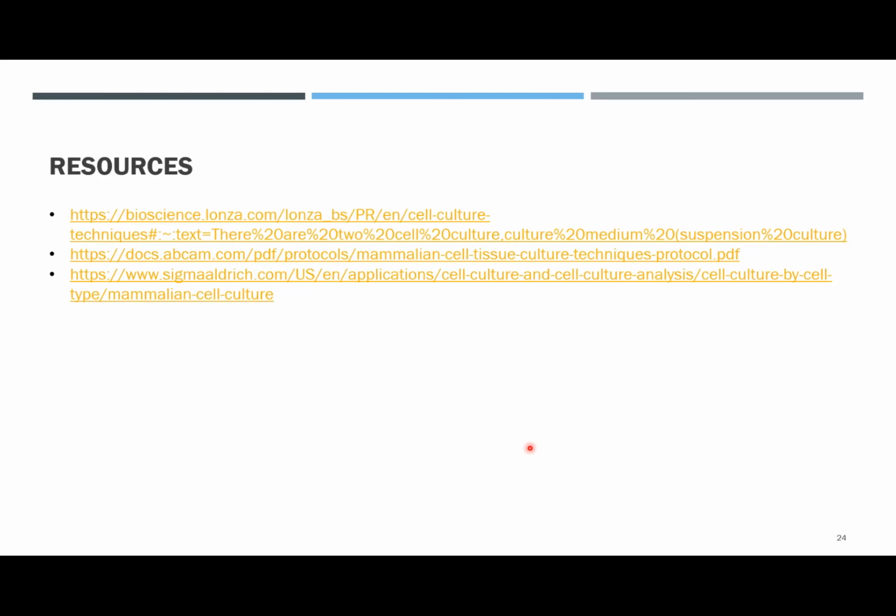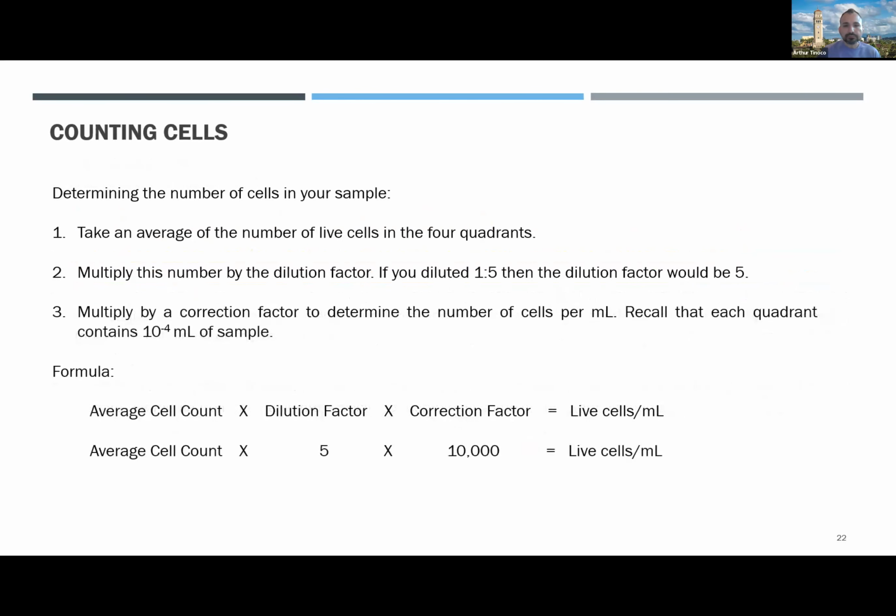Yes, can you please explain again how to get the correction factor? Okay, so the correction factor, that's coming from the amount of sample that's per quadrant. So that's 10 to the -4 milliliters. So we're basically correcting for how much sample you were quantifying in a given space. And we're basically correcting it for the total volume of sample that you actually put into the chamber, so that you can calculate the density of how many cells per milliliter. So that's where this correction factor is coming from. Because remember, this is number of cells per milliliter, and each chamber was only looking at 10 to -4 milliliters.